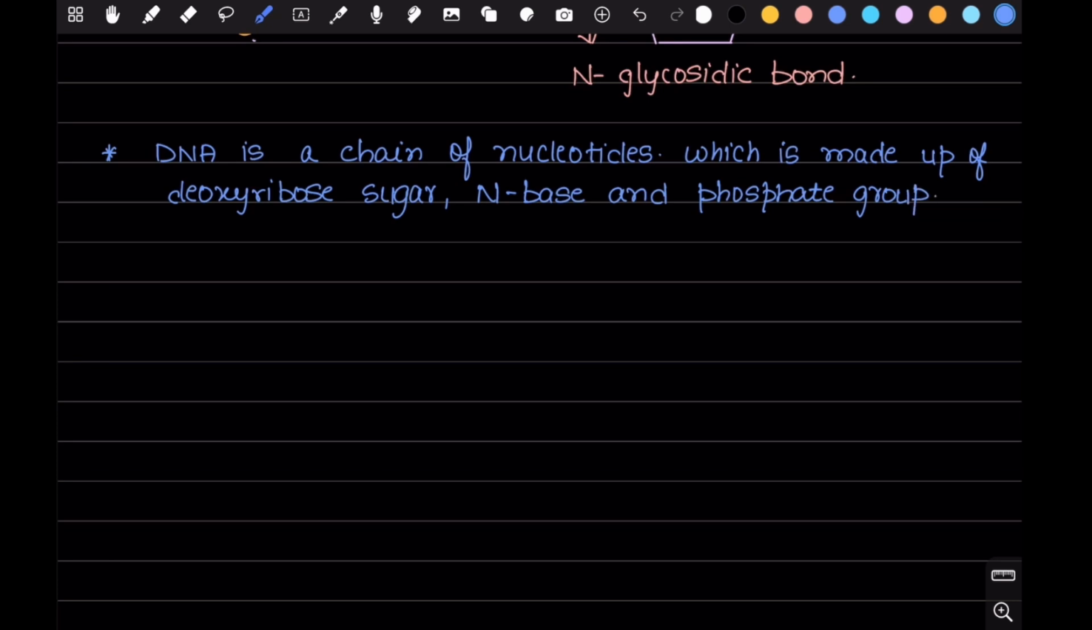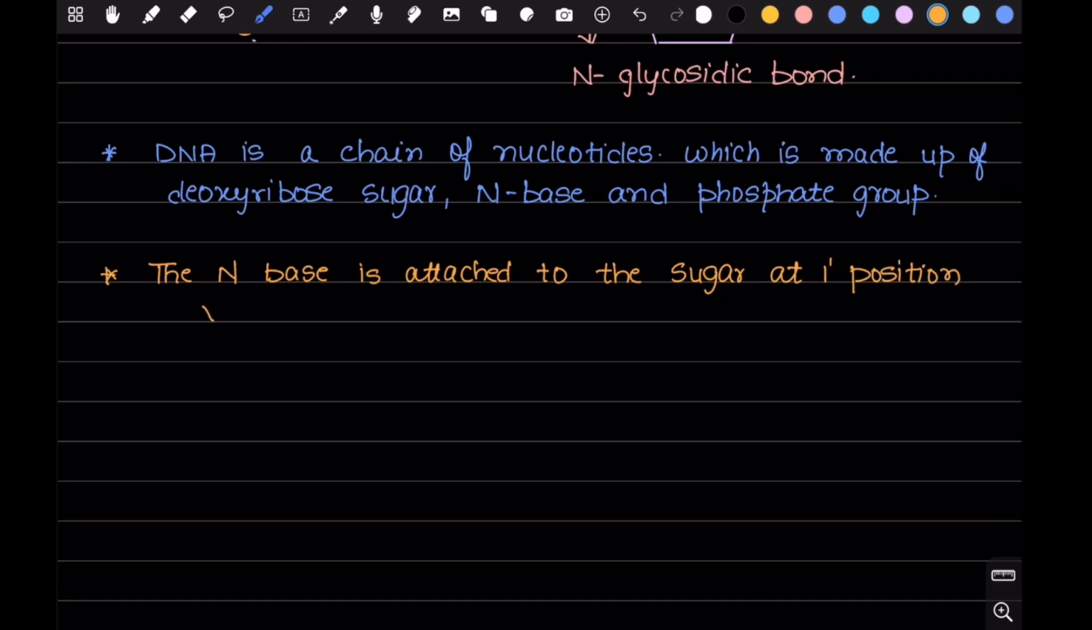The second point here is the nitrogenous base is attached to the sugar at the first position via an N-glycosidic bond.